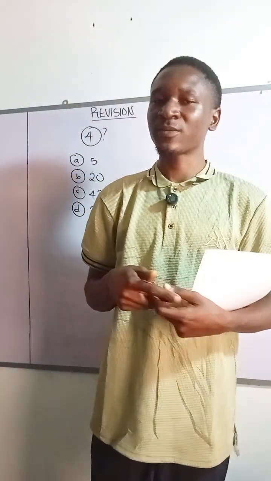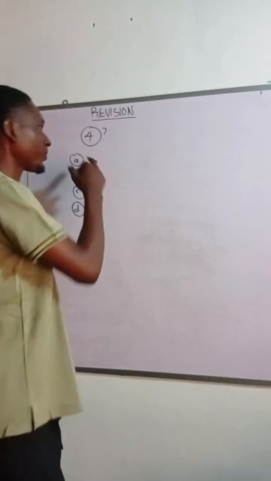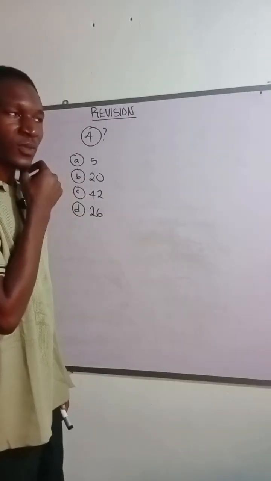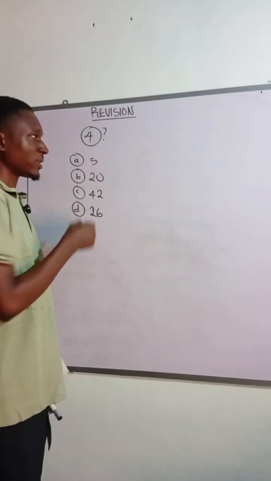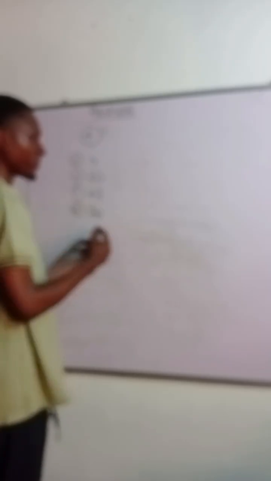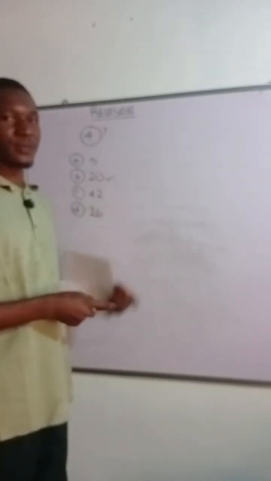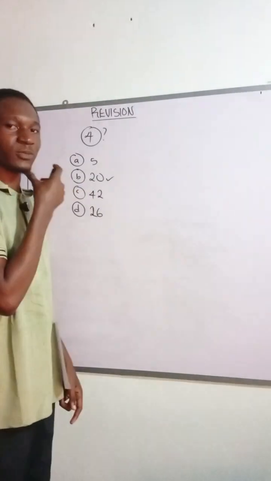What are multiples of numbers? The multiple of a number is a number gotten by multiplying that number by a whole number. So when you multiply 4 by different numbers, which of these numbers are you likely to get? For example, 4 multiplied by 1, it's not here. 4 multiplied by 2, not here. 4 multiplied by 3 is 12, it's not here. 4 multiplied by 4, 16. 4 multiplied by 5, 20. Yes, then 20 is my answer. 20 is one of the numbers that we can multiply 4 to get. Therefore, 20 is a multiple of 4.